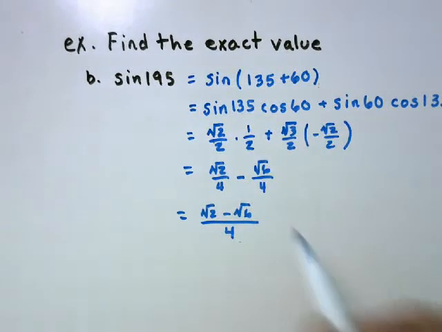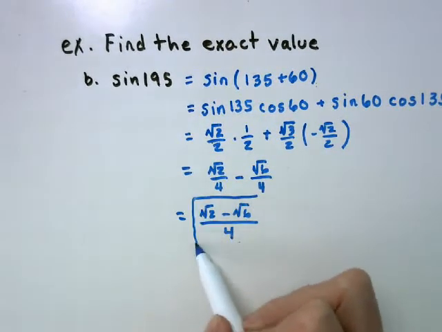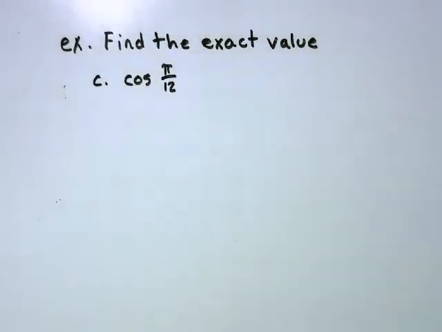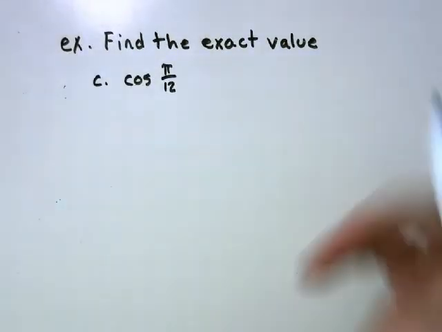So as you go through these, you're going to end up with a lot of answers that look pretty similar because we're still restricted to those unit circle values. So you'll end up getting the same thing. All right, cosine pi over 12.